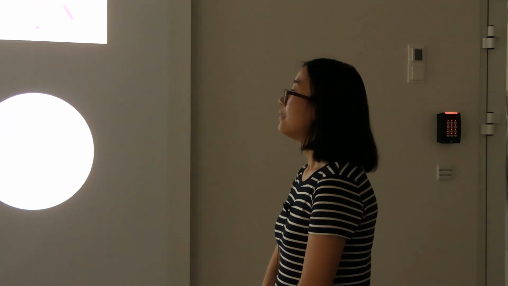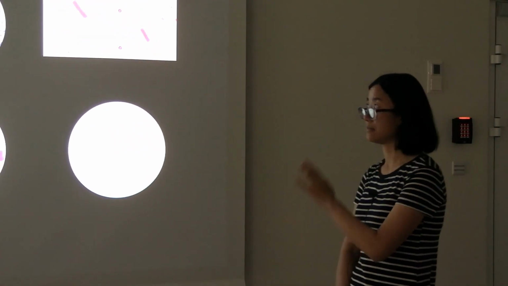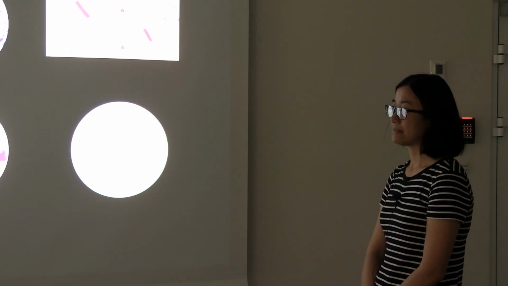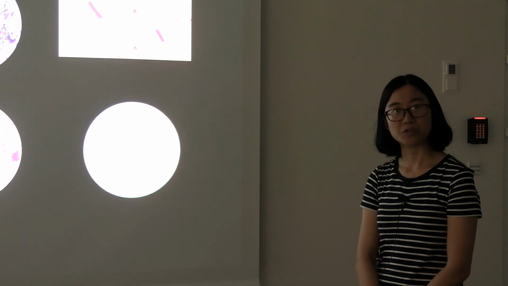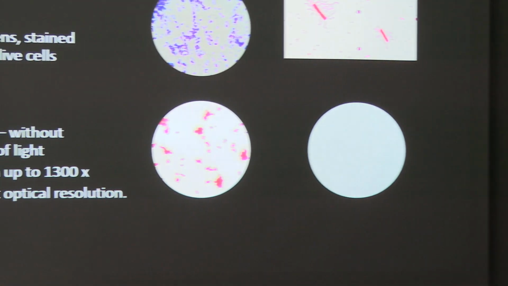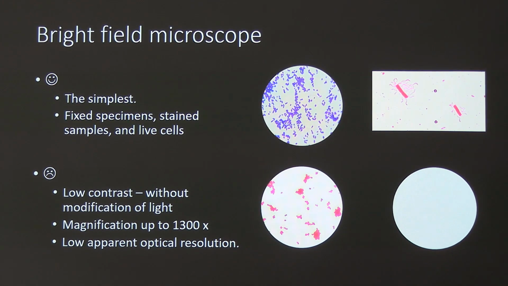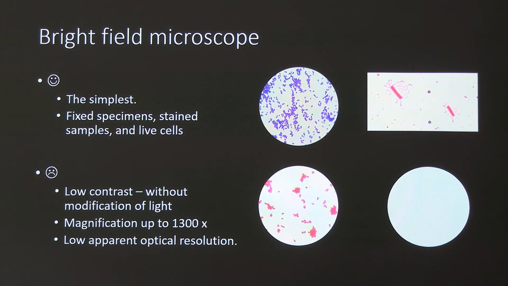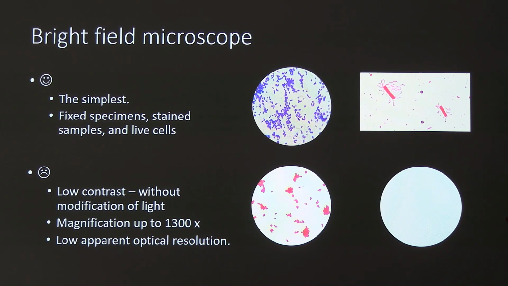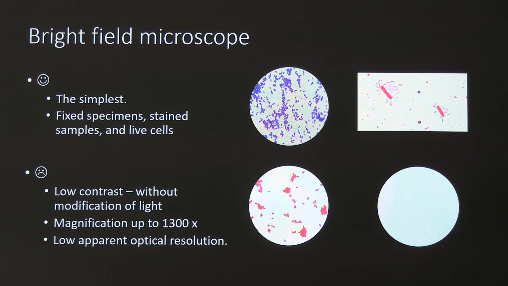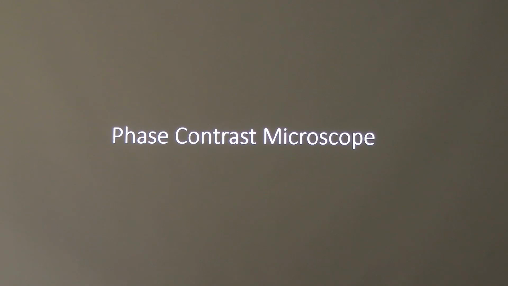Another disadvantage of this bright field microscope is that the magnification is only up to 1300 times. So there's a low apparent optical resolution caused by this problem. So how could we increase the contrast of a sample? Of course, that goes to the next microscope. We call it the phase contrast microscope.